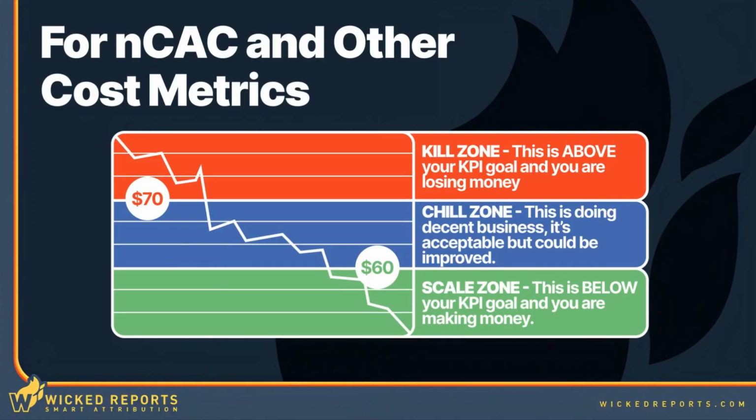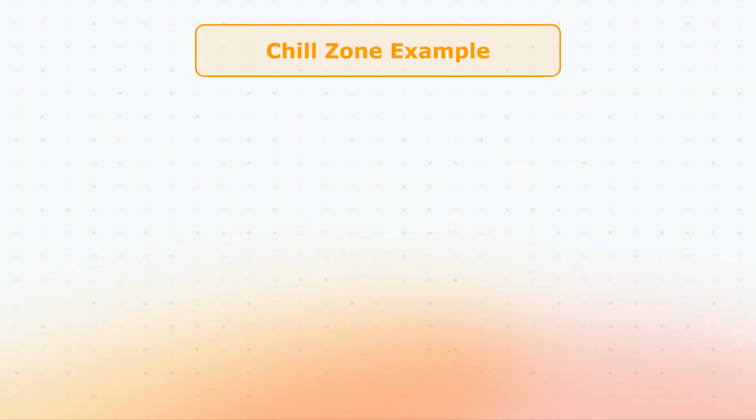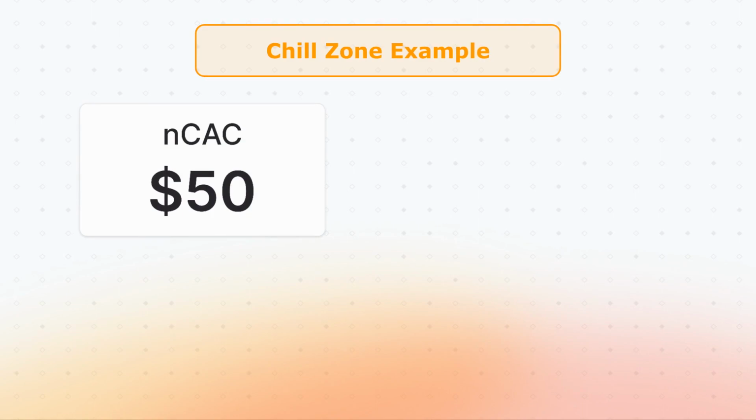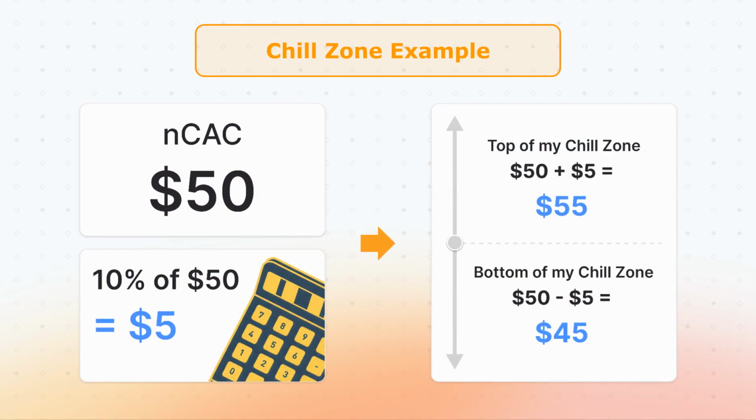The chill zone means you will keep spending the same amount of allocated budget if the KPI stays in this zone. Here's a quick cheat sheet on how to set your chill zone if you already have a value for the metric used for a given intention. Simply take that number and add 10% both directions and use that as your chill zone. For example, if I already know that my NCAC is, say, $50, 10% of $50 is $5. This means I'll add $5 to my $50 and set the top of my chill zone at $55 and subtract $5 from 50 and set the bottom of my chill zone to $45.